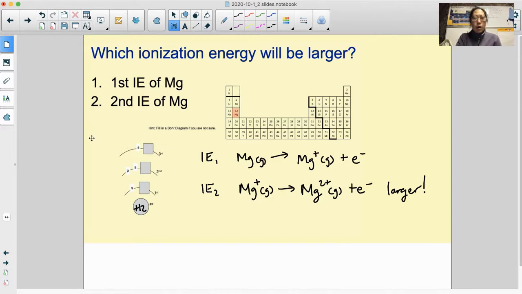Okay, and in general, that will always be true. It'll be successively harder and harder to remove electrons because this plus 12 nucleus now has less and less electrons to remove, to attract.